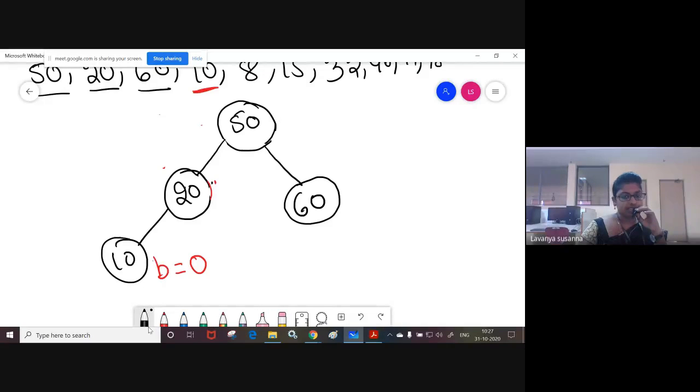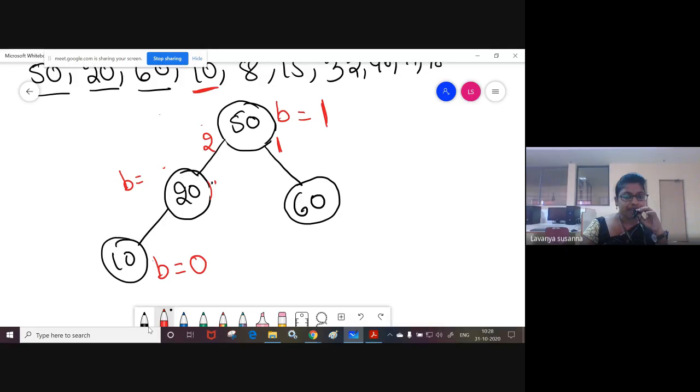After inserting, for each and every node, again for the whole tree, you need to find the balancing factor. Now let us find the balancing factor for 50. What is the left subtree height? Take the left path. How many links are there? 1, 2. So 2, and the right path is 1. 2 minus 1, you got 1. Now find out the balancing factor for 20.